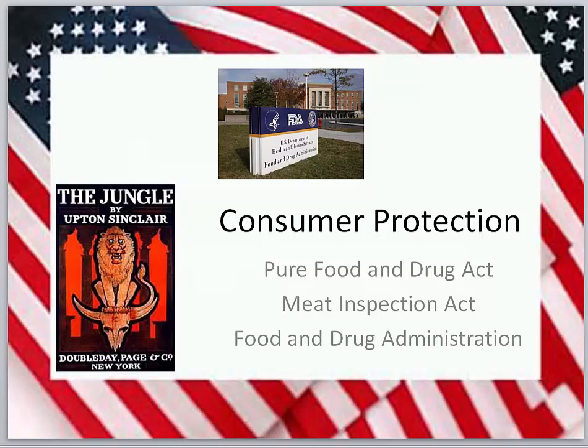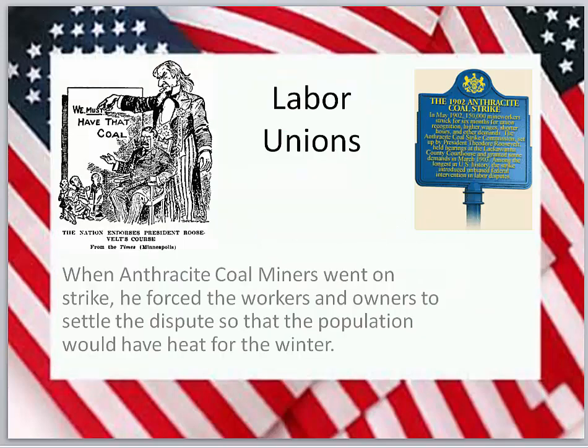Now, the second issue for his Square Deal has to do with labor unions. Some of you might recall the Pullman strike when Grover Cleveland was president, and he forced the workers to go back on the job because they were interfering with the mail. And since that was the Gilded Age, he was on the side of big business. But this strike of anthracite coal miners was handled quite differently.